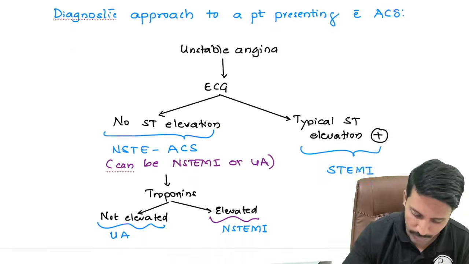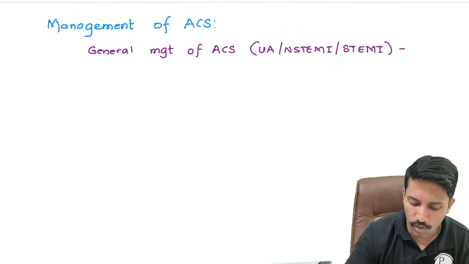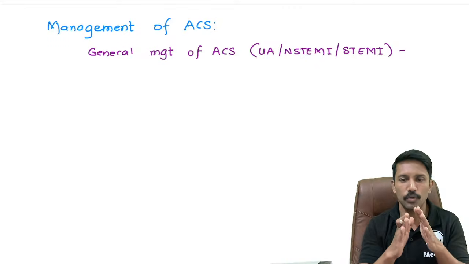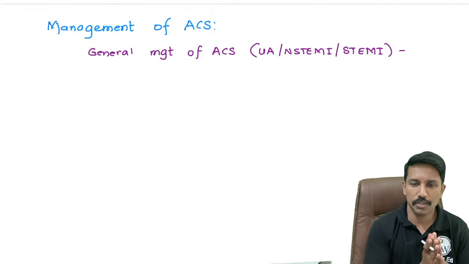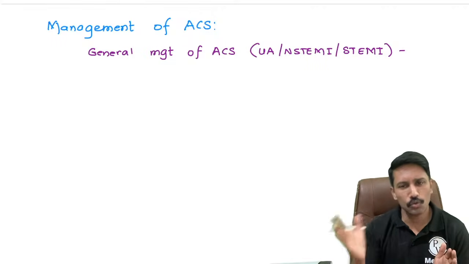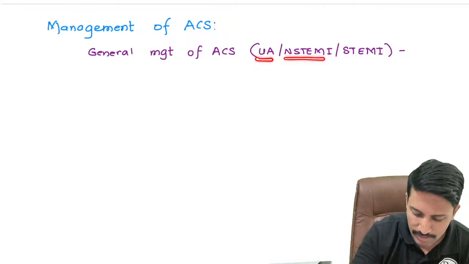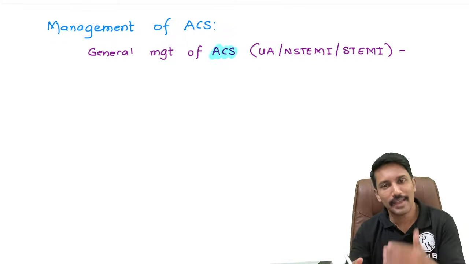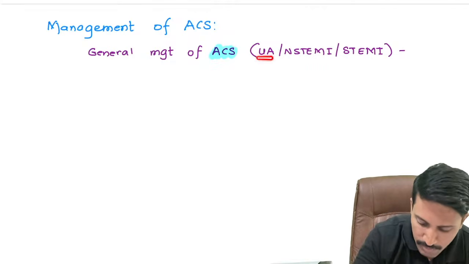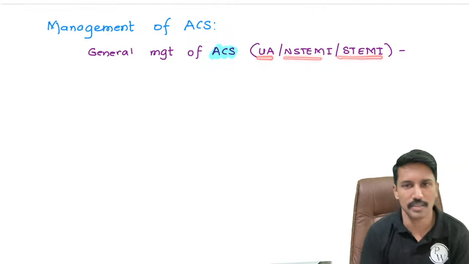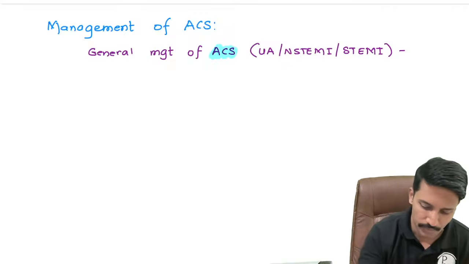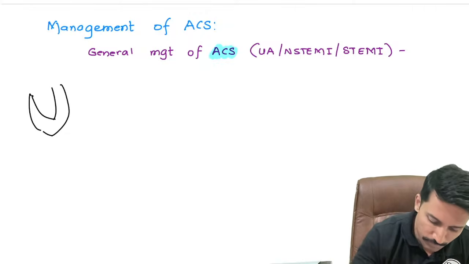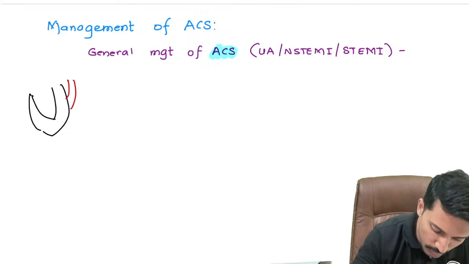Okay, so now we know how to make a diagnosis of acute coronary syndrome. We'll talk about the management. The management of acute coronary syndrome, I want you to divide into 2 sections. In the first section, the general management which applies to all cases, whether it is unstable angina, NSTEMI or STEMI, all the cases of acute coronary syndrome, this applies. And then we should write about the specific management of unstable angina, NSTEMI and STEMI. So we'll first start with the general management. What is the problem in acute coronary syndrome? You have a myocardium which is suffering through the ischemia, right? One of your blood vessel is blocked.